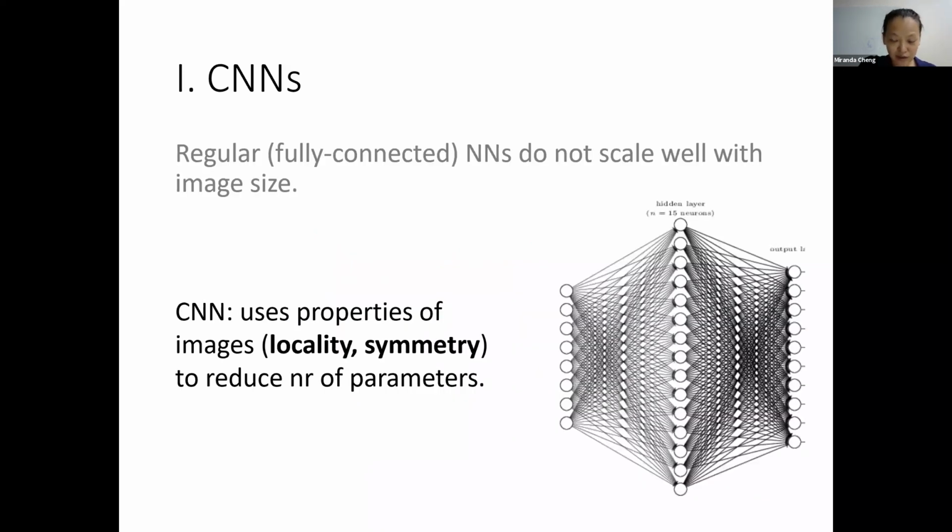For such an image recognition problem, regular fully connected neural networks do not scale well with the image size. Fully connected means any neuron is connected to any neuron in the adjacent layers, and that is bad because when the number of neurons grows, the number of connections also grows quickly. The insight of convolutional neural nets is that they use properties of the images, namely locality and symmetry, to reduce the number of parameters.